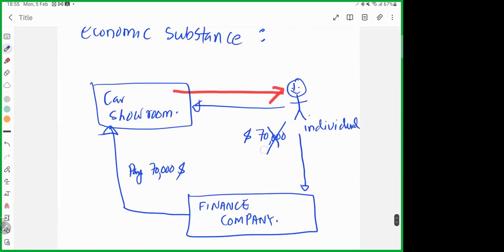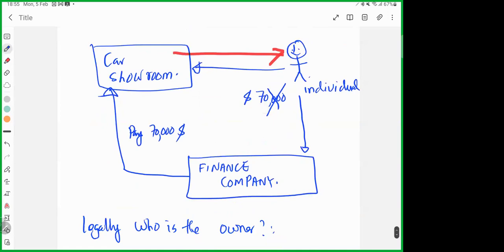It depends on the legal form. Legally, who is the owner? Well, if it's a lease, the owner is the finance company. Yeah, the owner will be the finance company, correct? Yeah.